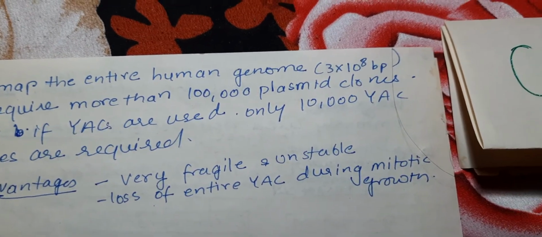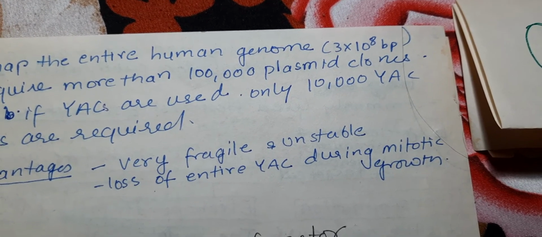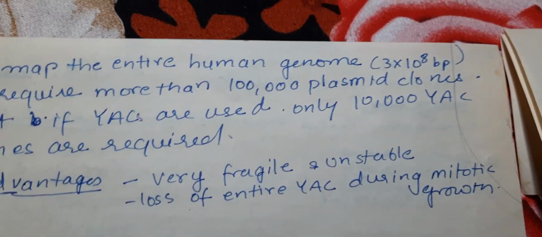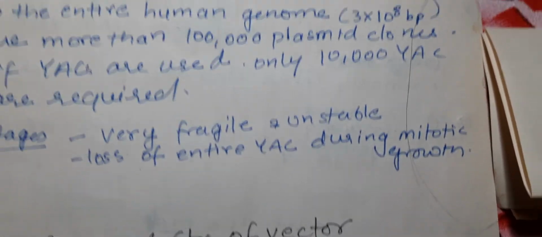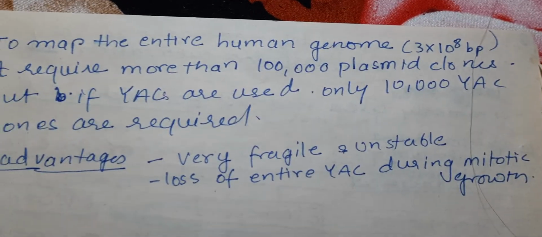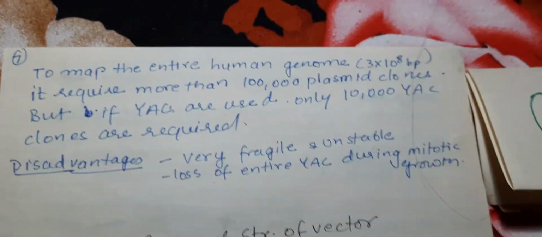The disadvantage is that it is very fragile and unstable, and the entire YAC can be lost during mitotic growth. So handling is not very easy. There is a lot of loss of experiments when we are doing experiments with YACs. A lot of failures are there.